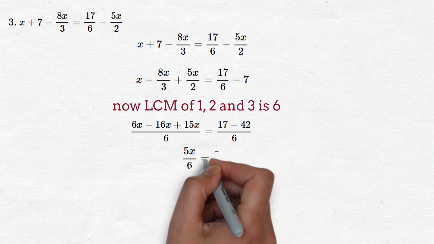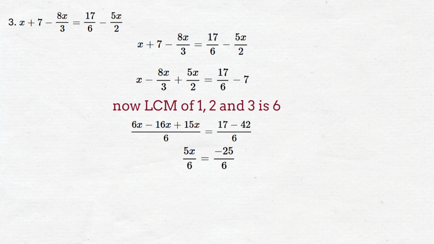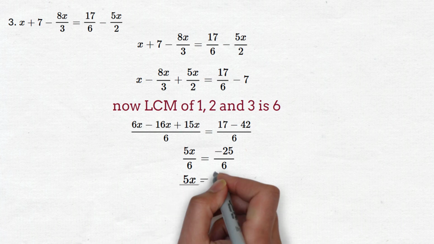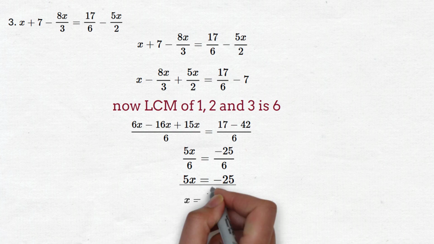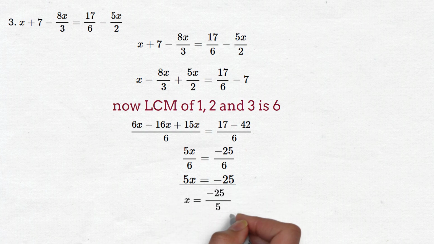5x/6 equals minus 25/6. 5x equals minus 25. x equals minus 25/5. x equals minus 5. Therefore, the value of x is minus 5.